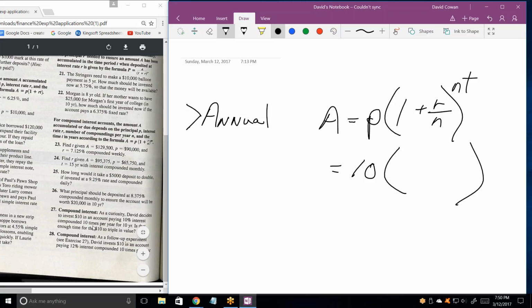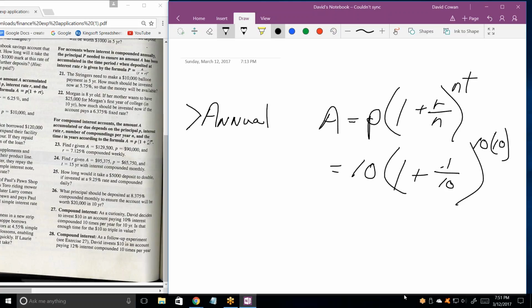It's going to be compounded 10 times per year. That means N is 10. Okay. He wants it to happen in 10 years. So T is 10. And he's getting a rate of 10%. So R is 0.1. Okay.